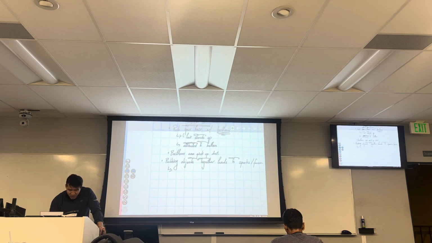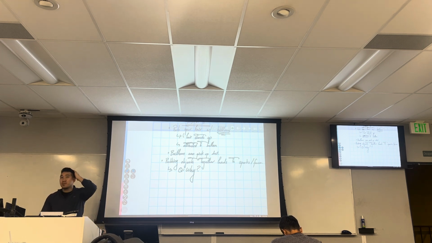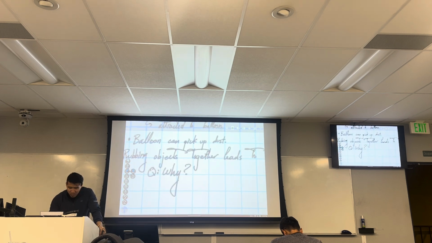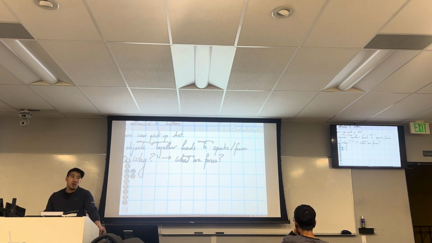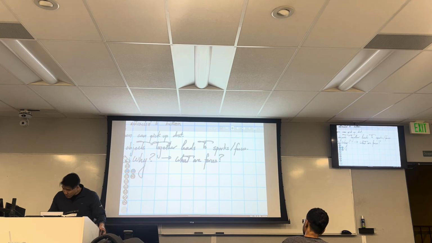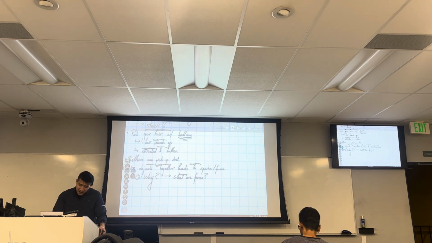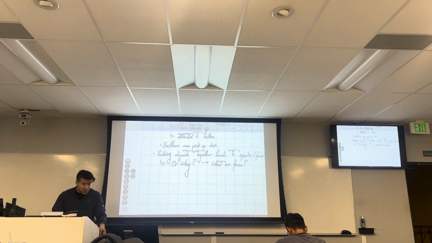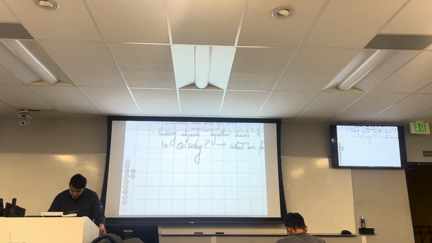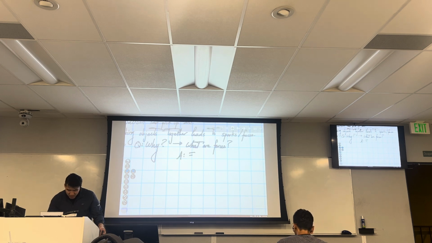And of course, we have the question, why? Why does that happen? And of course, we want to ask this question in a more precise fashion. We want to know, what are the forces at play? This idea of sparks and this weird attractive force both share the same phenomenon of electricity. And so the answer, we're going to call it electric charge.